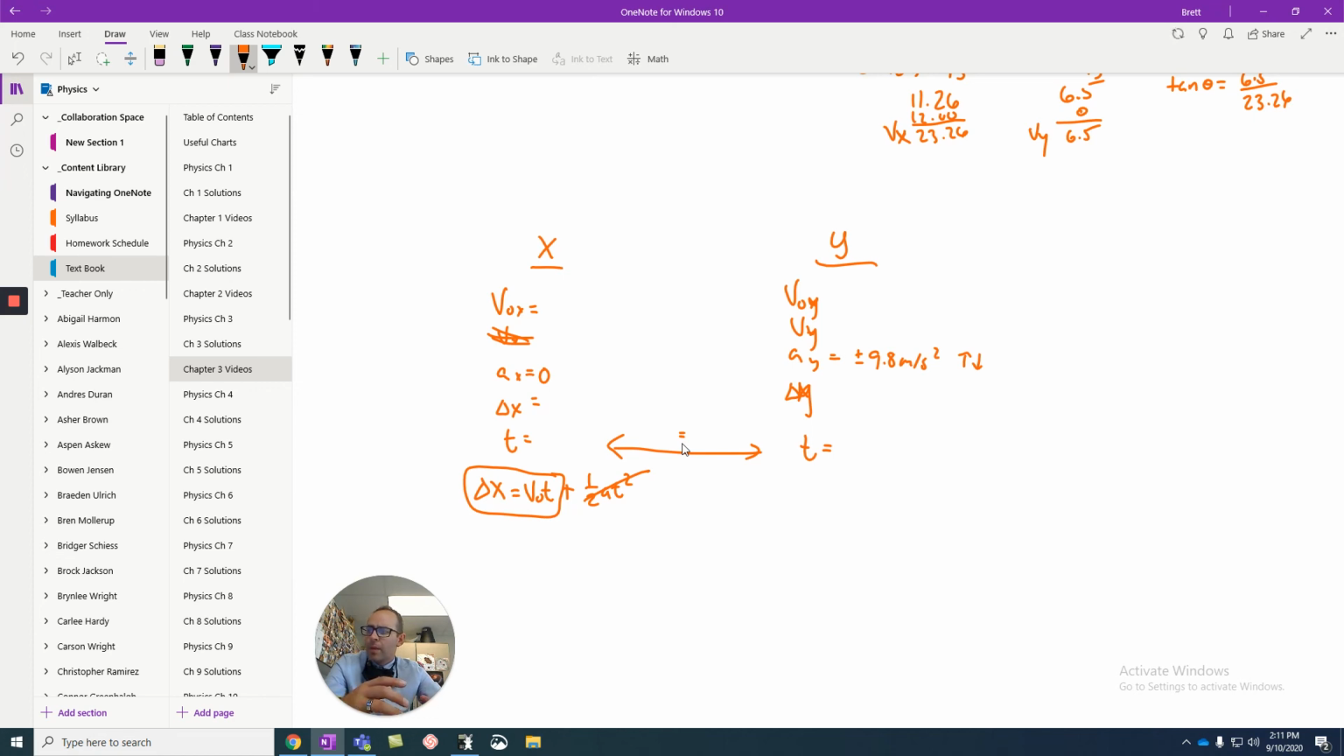Okay, hopefully that helps you with breaking it down. The truth is, when you're looking at the problems, if you break it down into v naught x and v naught y, and so on, you should be able to find something that you can solve for. And using that information, you might be able to solve for something else along the way.